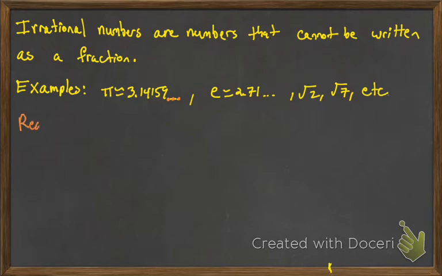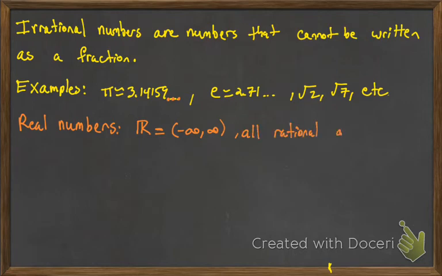Okay. Now the real numbers, we'll use the scripted letter R. They can also be written as an interval from negative infinity to infinity. That's all the rational and irrational numbers. So the real numbers are all the rational and irrational numbers.